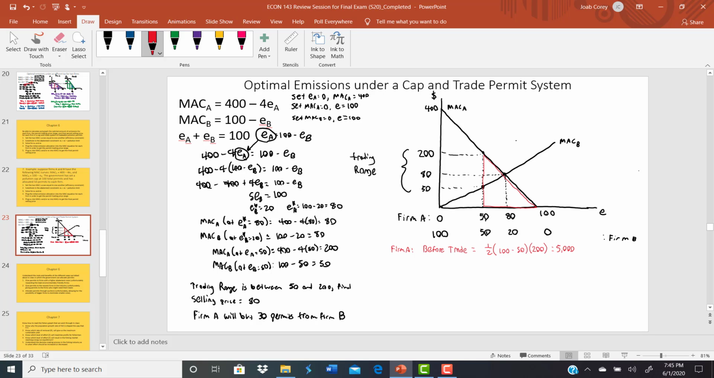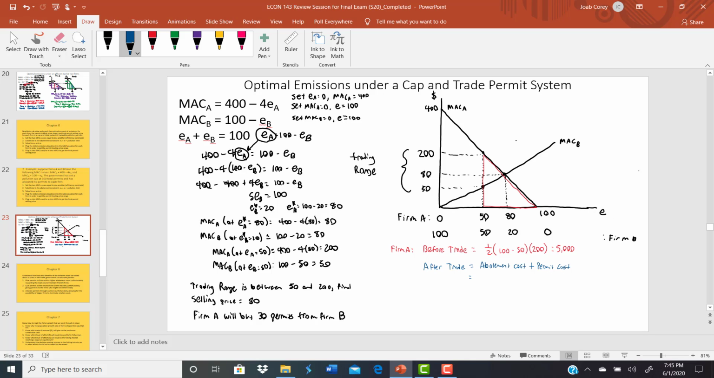Now, if we want to take a look at what happens to their cost after trade, we'll do that in blue here. Then you have to look at both their abatement costs as well as the price that they are paying for these permits. So after trade, it's just abatement cost. And because firm A is the one buying these permits, you have to factor in the cost of buying these permits from firm B. So that is the permit cost.